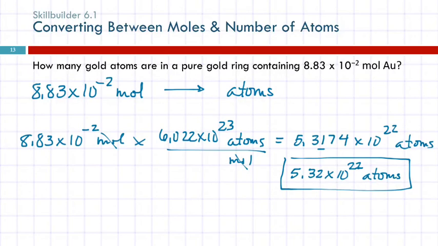That's a really big number. Is that okay? Yeah, it's a gold ring. This is something that's large enough to see. Anything that's large enough to see is going to have a ginormous number of atoms in it. Any questions?